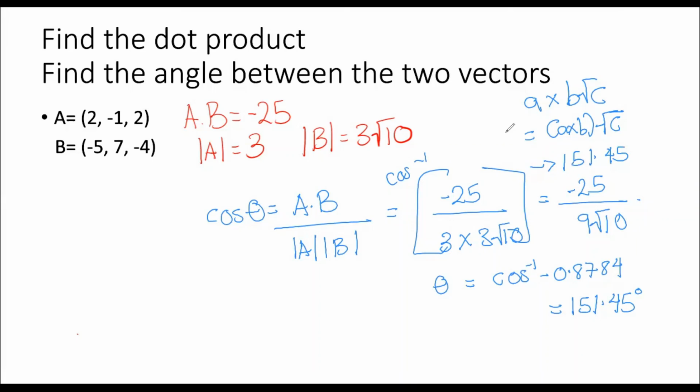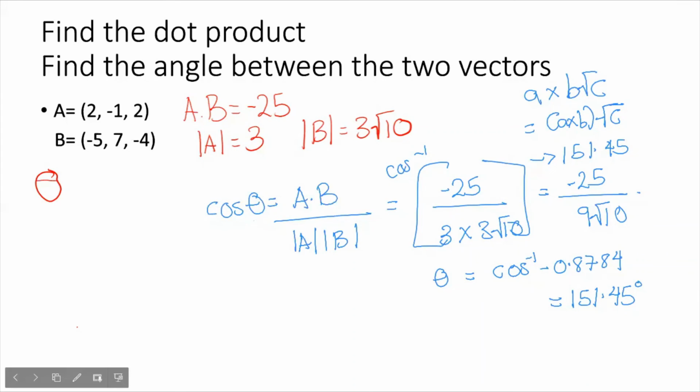All right, so we established our answers. A dot B is minus 25. The magnitude of A is 3. The magnitude of B is 3 root 10, and then the angle between them, theta, is equal to 151.45 degrees.